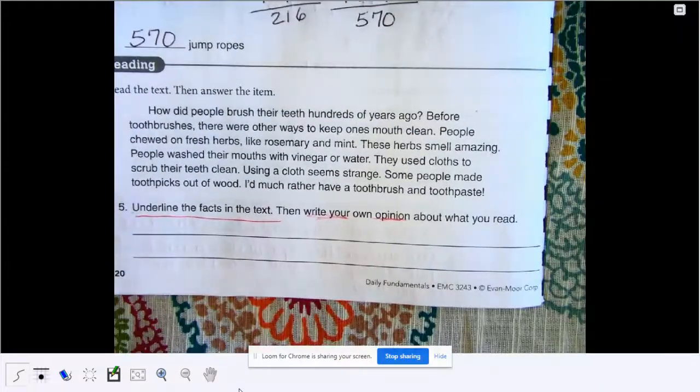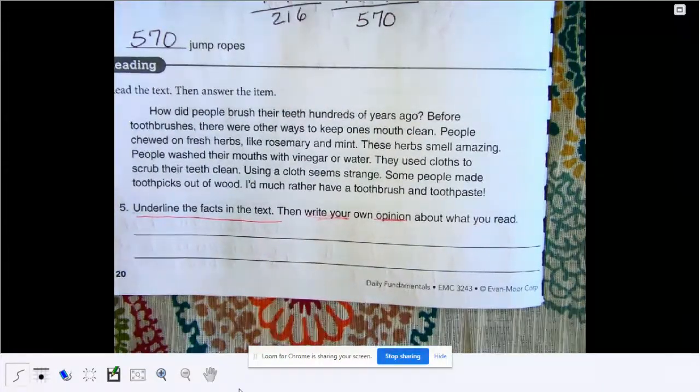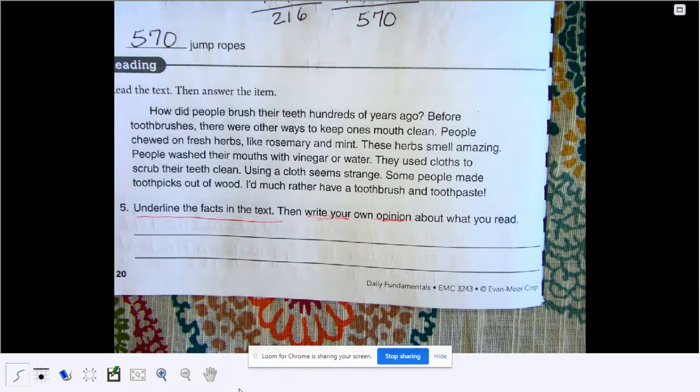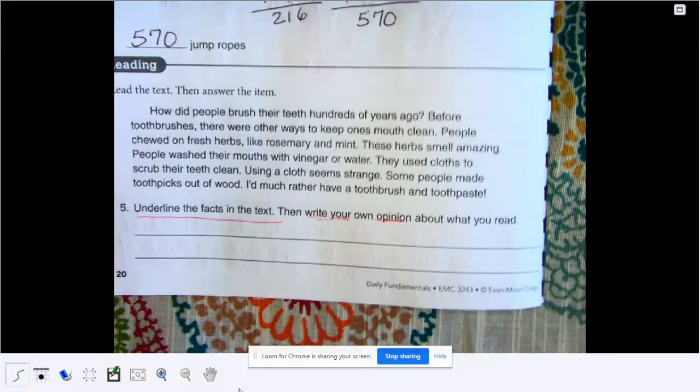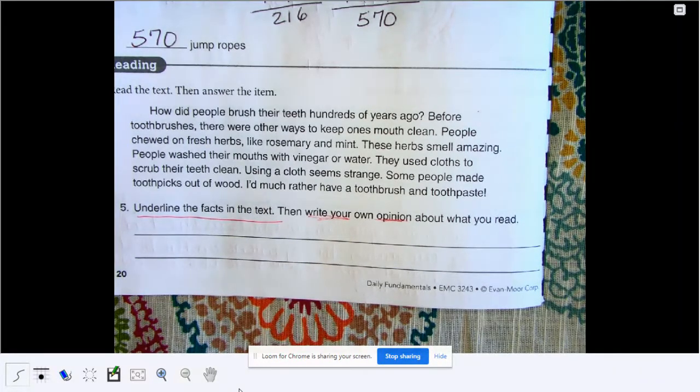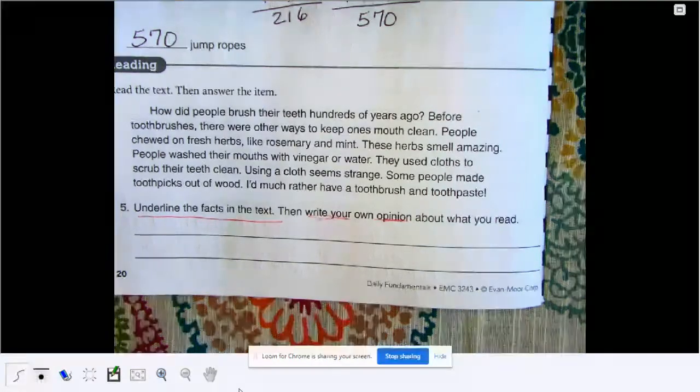All right, underline the facts in the text, then write your own opinion about what you read. So everyone's going to have a different answer because we all have our own thoughts. So how did people brush their teeth hundreds of years ago? Before toothbrushes, there were other ways to keep one's mouth clean. People chewed on fresh herbs like rosemary and mint. These herbs smell amazing. People washed their mouths with vinegar or water.